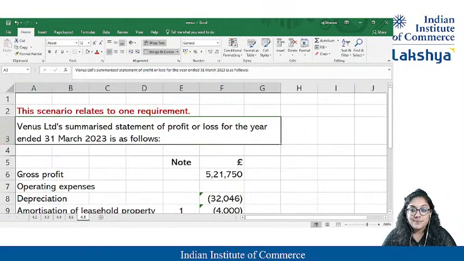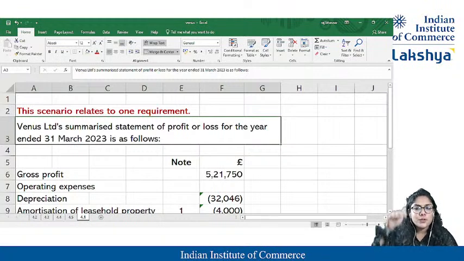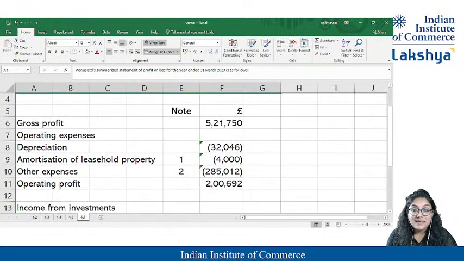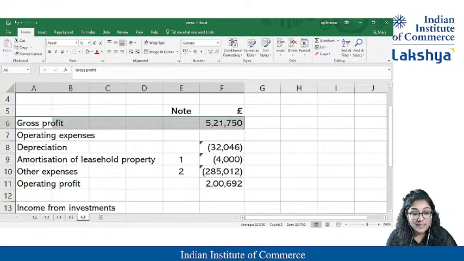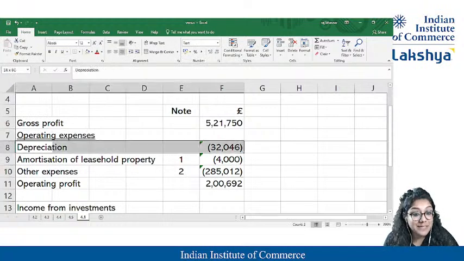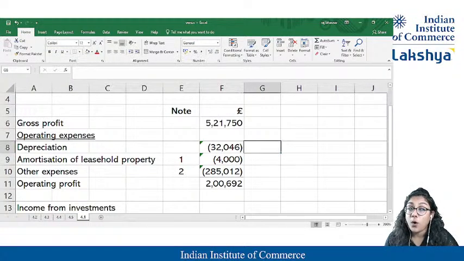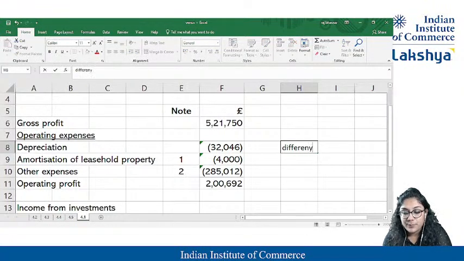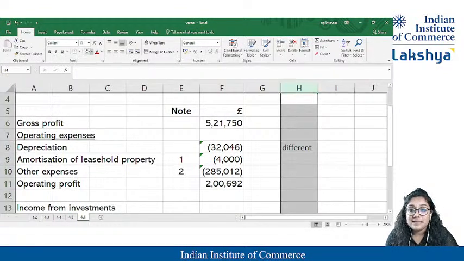Venus Limited summarized P&L account for the whole year ended 31st March 23 is given. The year ends on 31st March 23, because it is a book accounting year. Gross profit is available, 50 to 170. Operating expenses are given. In that, students, they have given a depreciation, which will not be the same as per the Income Tax Act. So we are supposed to calculate what things are different.